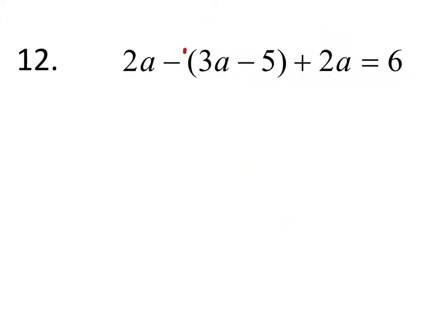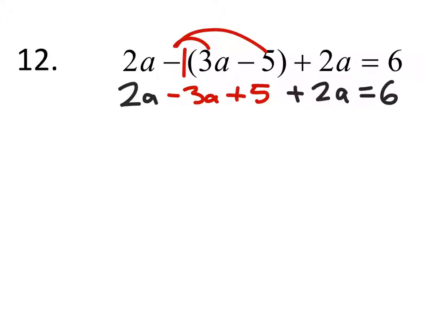Alright, then we got this 12. So 12, this is really minus 1 right here. And so when I distribute, I can be looking to distribute a negative 1. So negative 1 times 3a would be negative 3a. Negative 1 times negative 5 would be a positive 5 right here. And everything else remains the same.